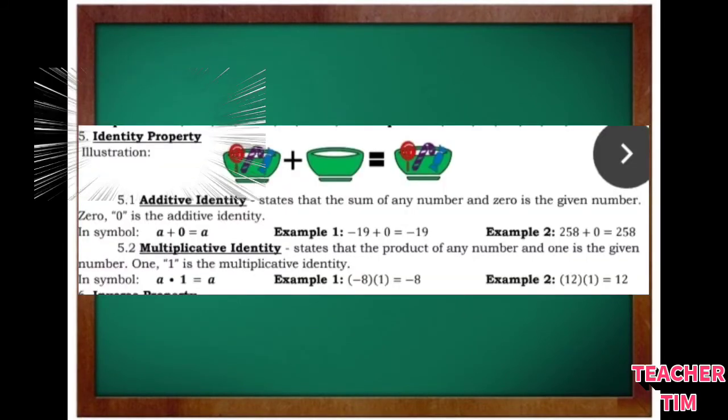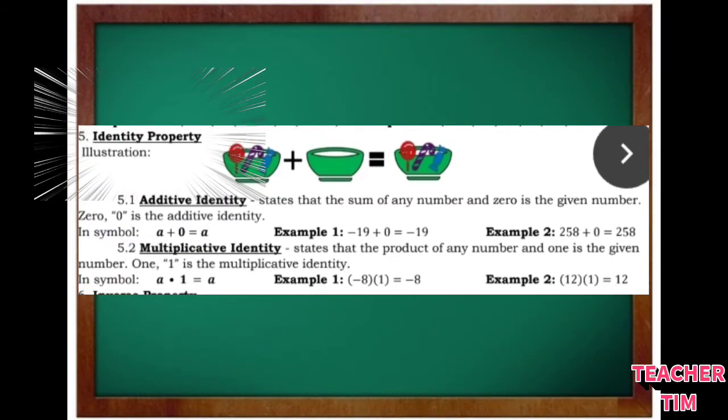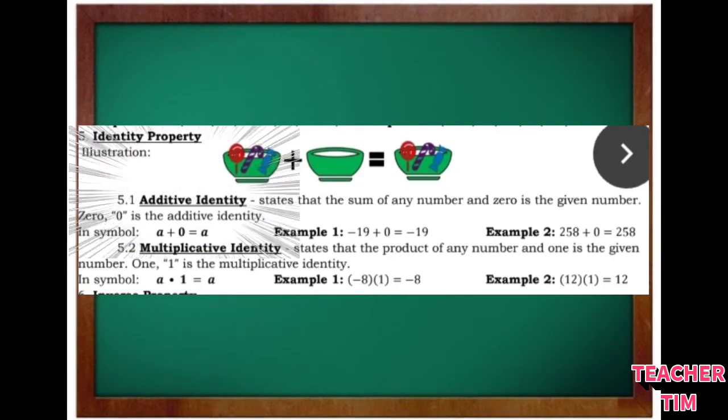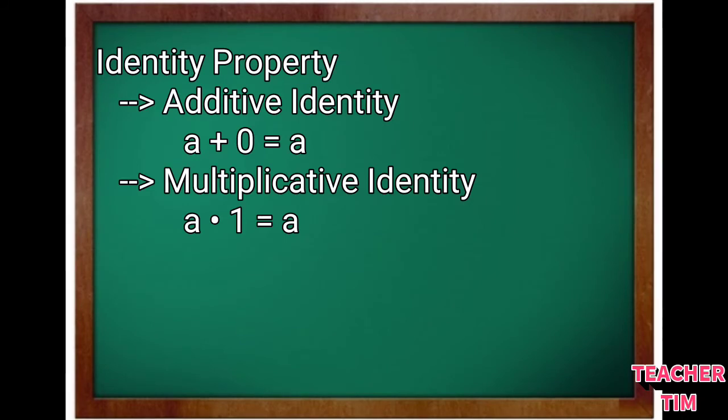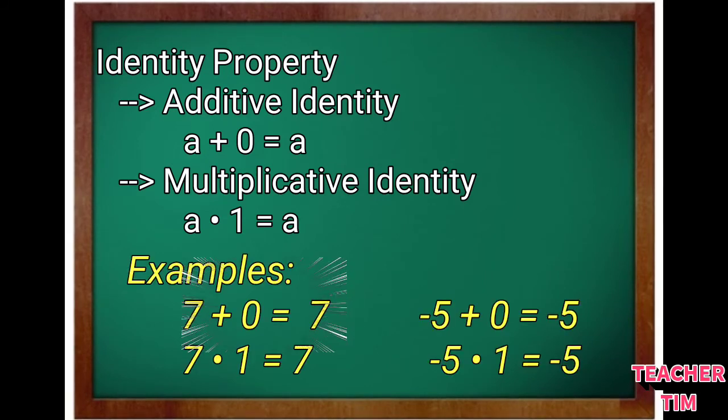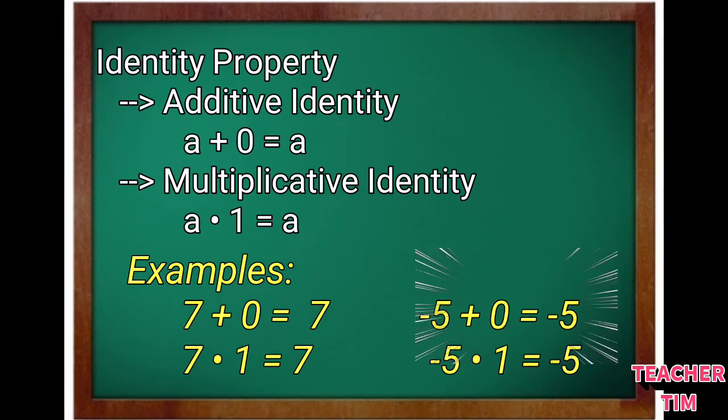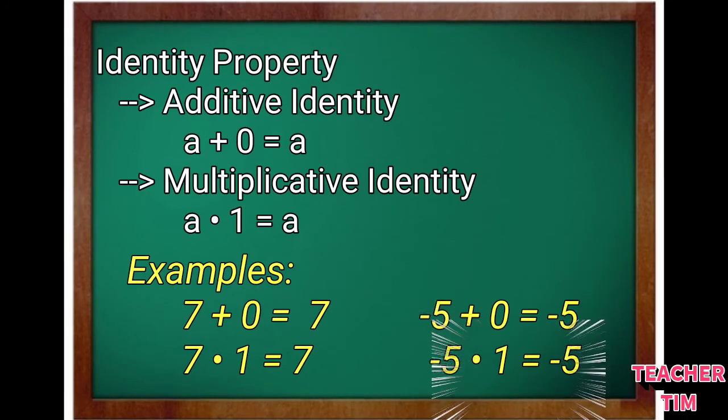The fifth property is the identity property, categorized as additive identity and multiplicative identity. Additive identity states that the sum of any number and 0 is the given number, while multiplicative identity states that the product of any number and 1 is the given number. Additive identity: A plus 0 equals A, while multiplicative identity is A times 1 equals A. 7 plus 0 equals 7, and 7 times 1 equals 7. Negative 5 plus 0 equals negative 5, and negative 5 times 1 equals negative 5.